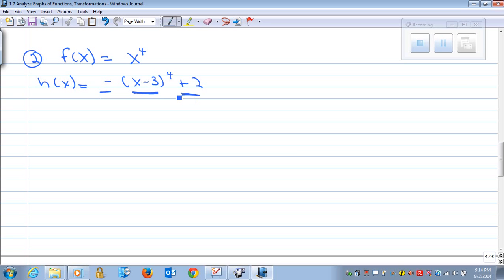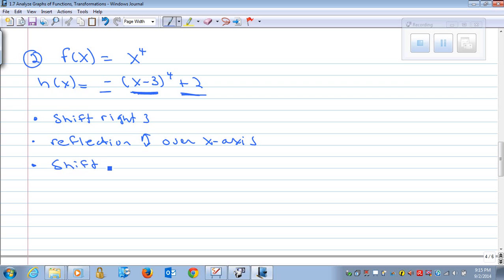If you hopefully recall from your prior knowledge of transformations, you must do all your horizontal movement first. So your first transformation, if you were actually graphing, would be to do the horizontal first. Since it's x minus, you would actually go to the right, so you're going to shift right 3. Then you go back to the front of your equation and you have that negative, so that would be a reflection. And of course, that's a vertical reflection, so over the x-axis. And then, of course, last you have the +2, which would be shift up 2.